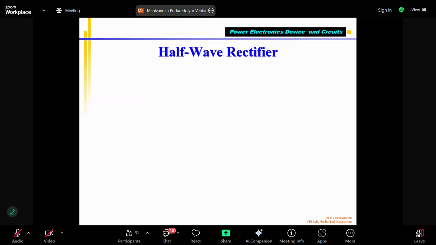If I want a lesser DC voltage from the rectifier to supply an electronic circuit, the grid voltage should be reduced to the level of the DC voltage that I want. Okay.